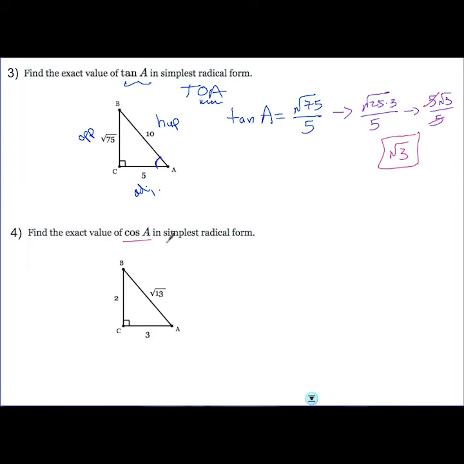One more for us here before we move on. Cosine, ka, so ka, toa. I'm looking for the adjacent and hypotenuse sides of angle A. Here's angle A. This is my adjacent side. This is my hypotenuse side. So cosine, COS, angle A equals adjacent over hypotenuse.